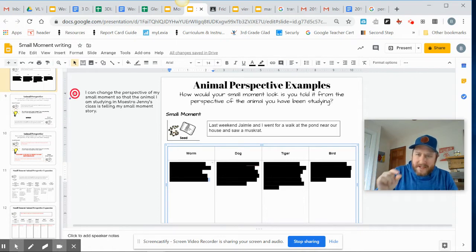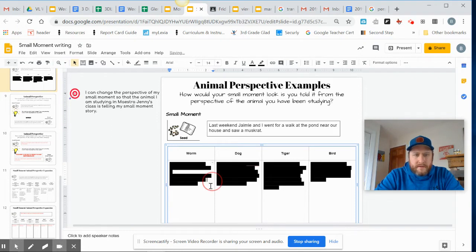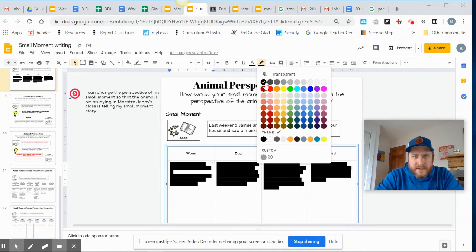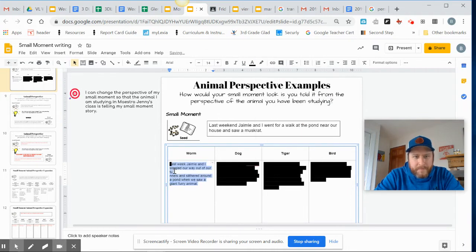If you're a teeny tiny worm, is the muskrat going to look regular size, or is it going to look pretty big? I think it would look pretty big if we were a teeny tiny little worm. So let's take the black part off here, and we will see what I came up with. So here we go.